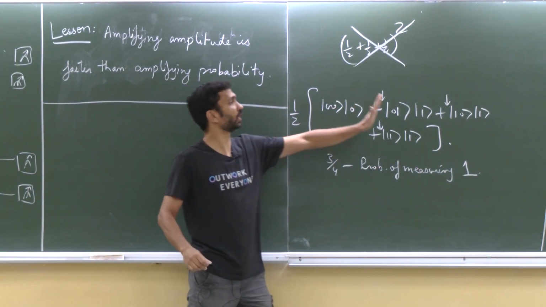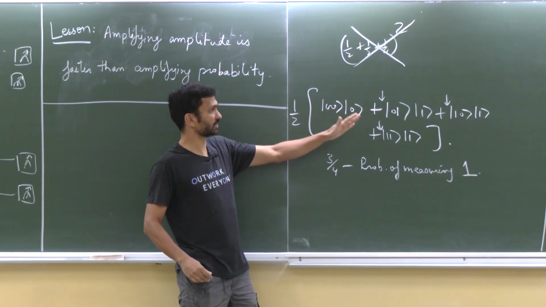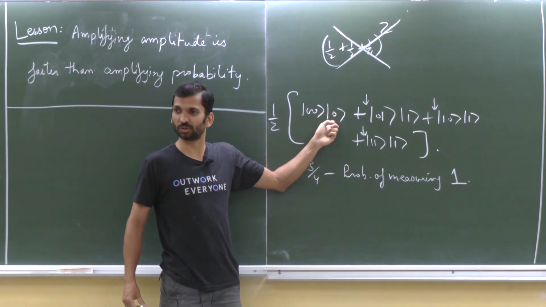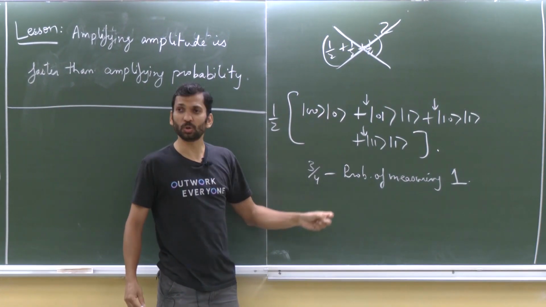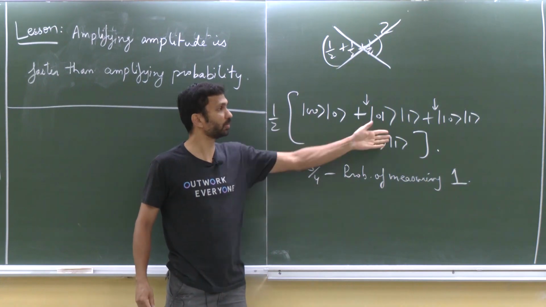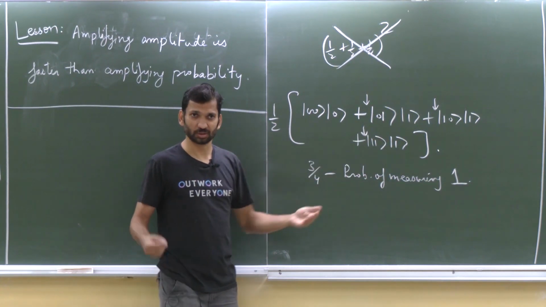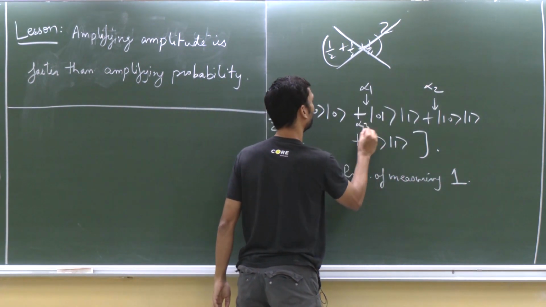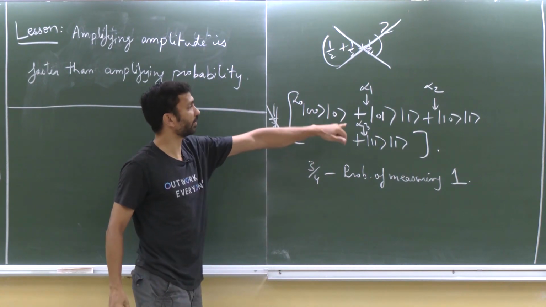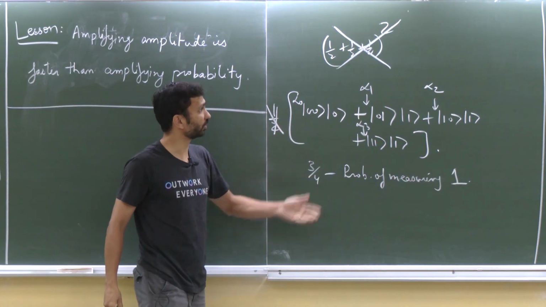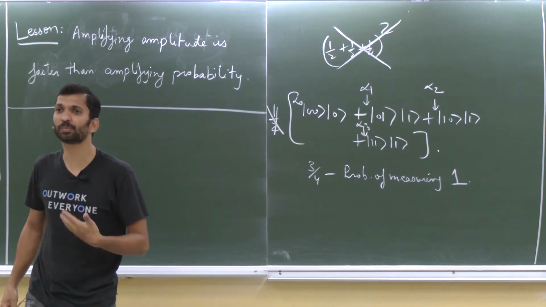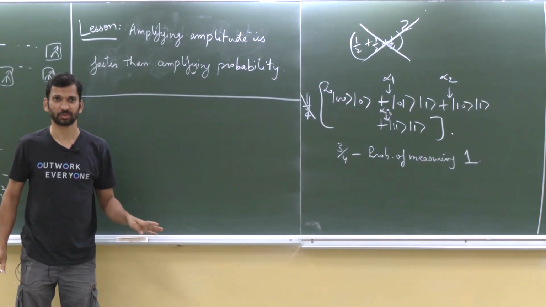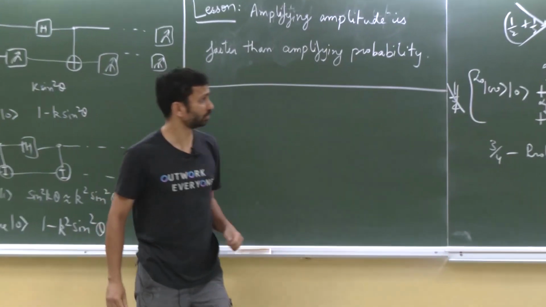In the first register, you can have 4 states. Let's say in the equal superposition, 3 of them give you 1, 1 of them gives you 0. What is the probability that you measure 0? 1 by 4. What is the probability that you measure 1? 3 by 4. In general, if it was alpha 0, alpha 1, alpha 2, alpha 3, the probability of measuring 1 would be mod alpha 1 square plus mod alpha 2 square plus mod alpha 3 square. Right? These measurements we have done before.